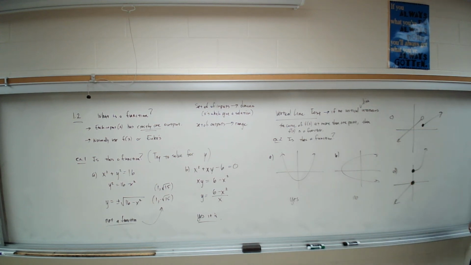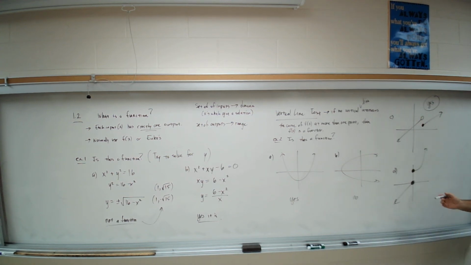For C, here we have a piecewise function. We can see there's a line segment, or I guess a ray, going to the left and to the right. Here we have an open circle, and here we have a closed circle. If you draw a vertical line here, it is going to hit both of those points, correct? But since one of them is open, it's not actually a point, so it is a function. So this would be yes.